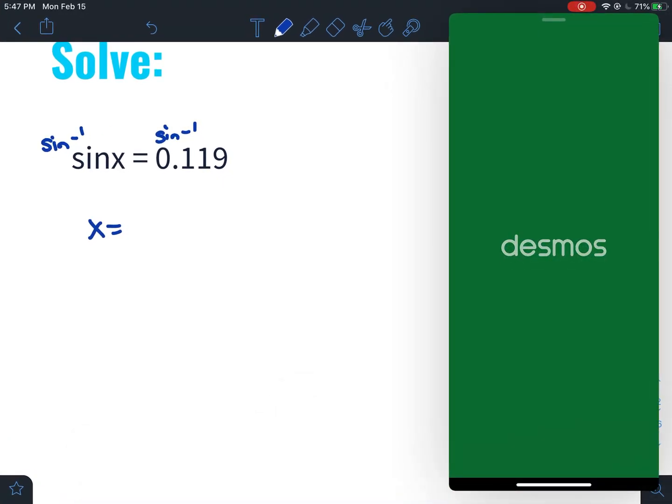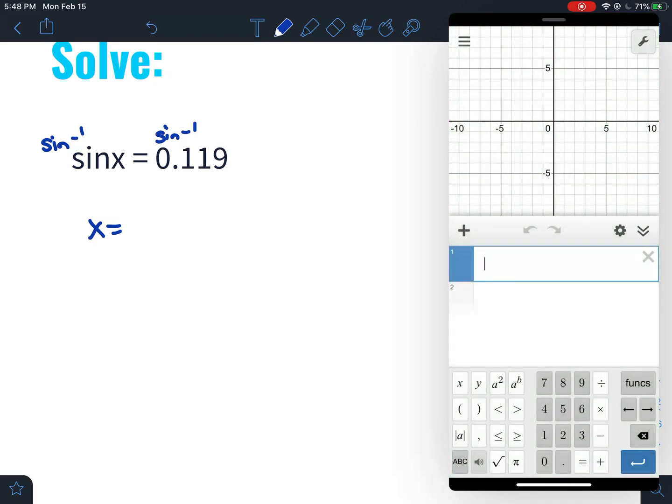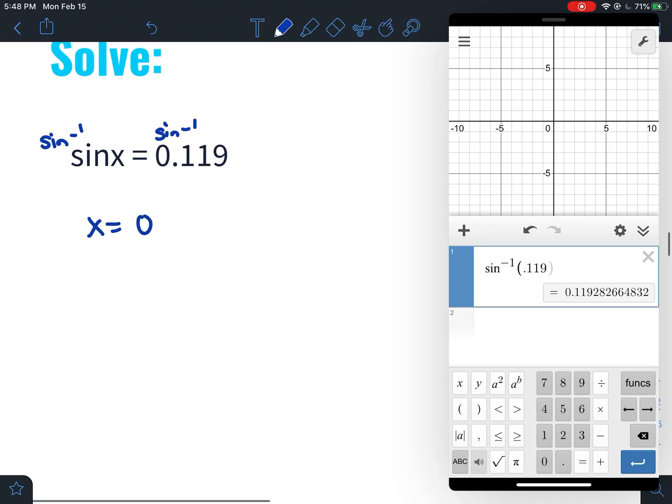So on our calculator, we would take the inverse sine of 0.119 and make sure you are in radians. So we are in radians. And so we're going to do the inverse sine of 0.119. And remember on your calculator, that is second sine or shift sine. And this is going to be 0.1193, and then plus or minus 2 pi k.